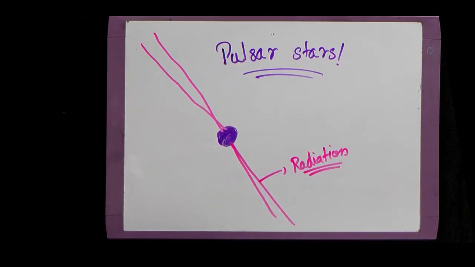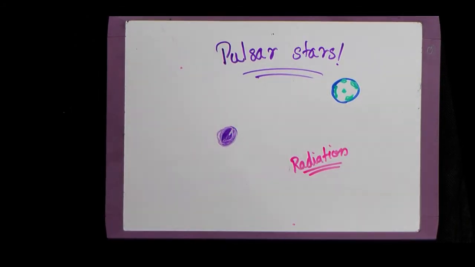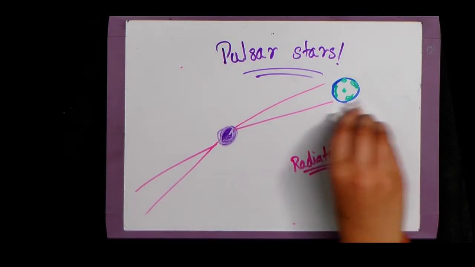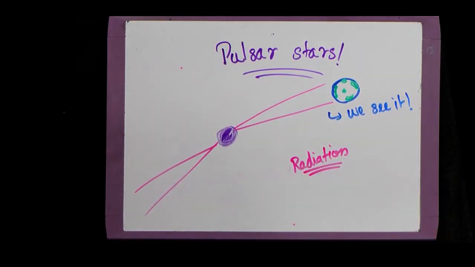Pulsar stars emit radiation from both of their magnetic poles. They also spin incredibly fast, with a rotation taking 0.9 seconds. When the radiation comes in line with the Earth, we see it, which creates a pulsing effect, hence its name.